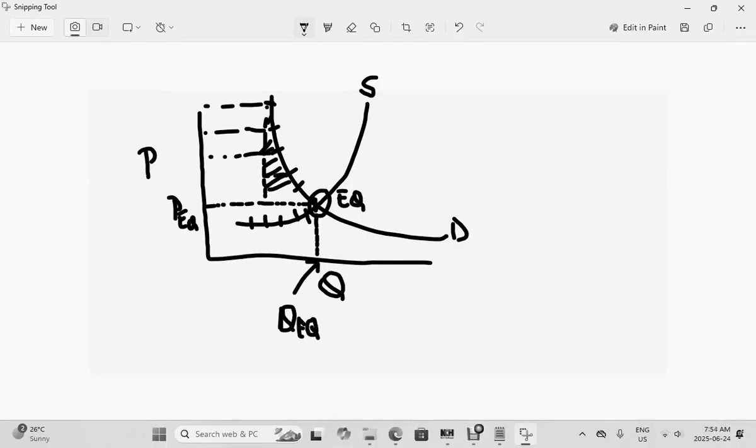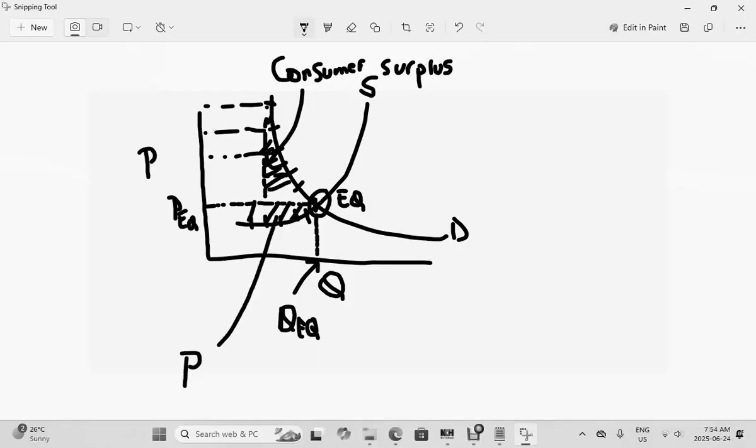And likewise, you have your producer surplus over here. So let me label this over here. This is your consumer surplus. All right, and further down, this area beneath the equilibrium line over here, and just above the supply curve, will be your producer surplus.